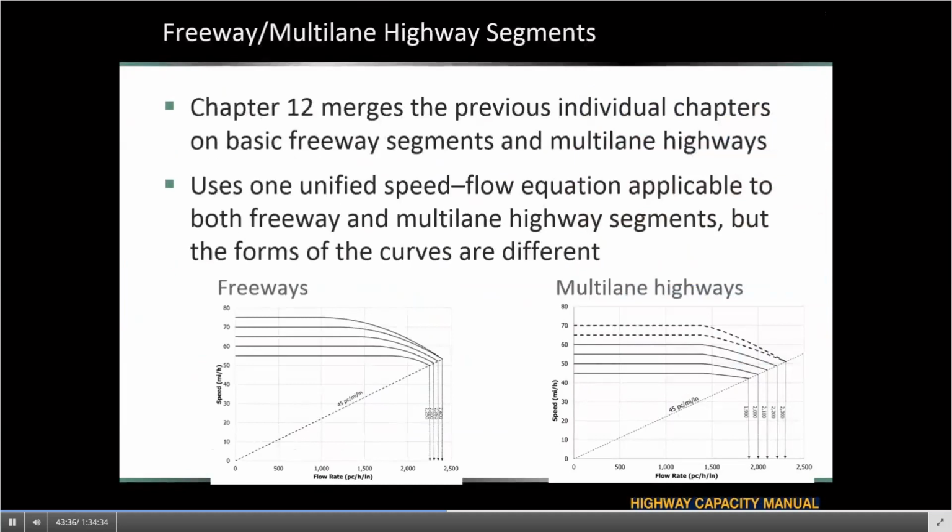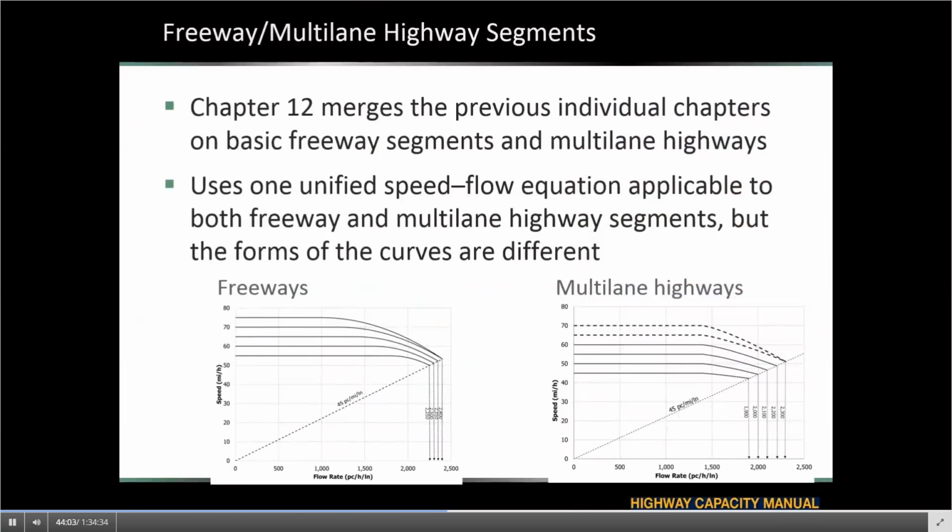A few structural changes. The previous chapters on basic freeway segments and multi-lane highway segments ended up being combined in this version of the HCM in a combined Chapter 12. The motivation for that was, on the one hand, the two chapters had a lot of overlap and a lot of similarities, where the basic methods for basic freeway segments and multi-lane highways were quite similar, but there were some distinct differences between the two.